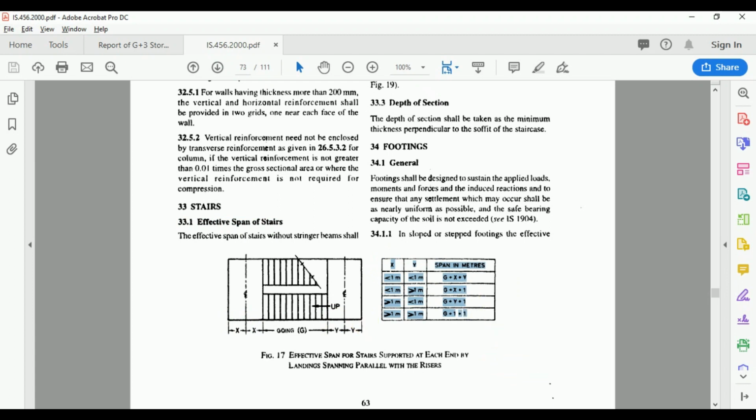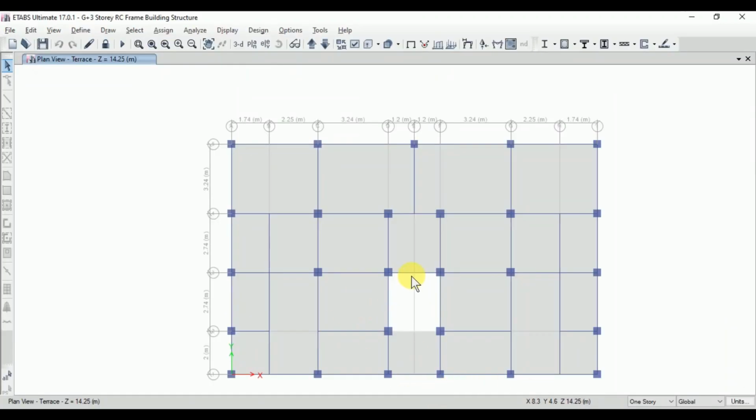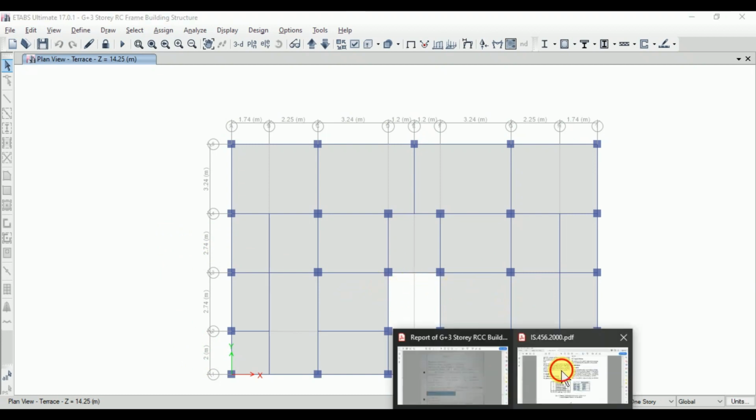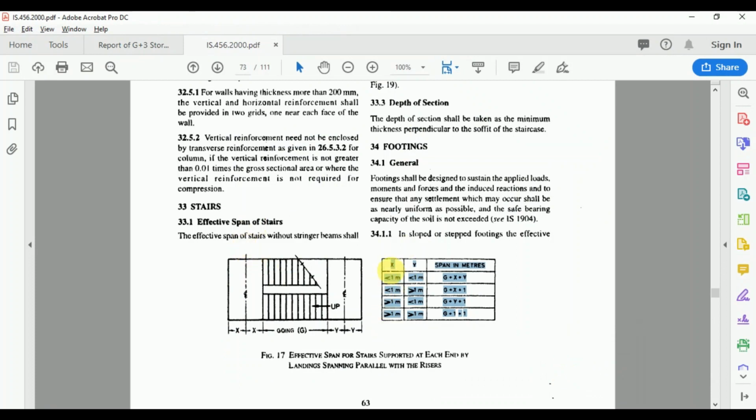In our floor plan, here is the total going, which is 2.74 meter. The floor slab corresponding to the stairs is 2.74 meter in length, and the landing of our stairs is also 2 meter, which is more than 1 in both cases. We need to consider this condition. As per IS 456, with respect to the different X and Y conditions, we require the condition as X is more than 1 and Y is also more than 1.